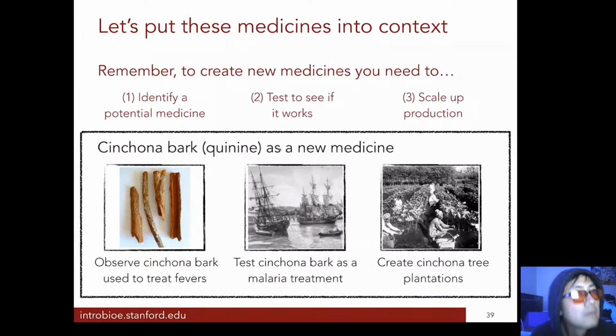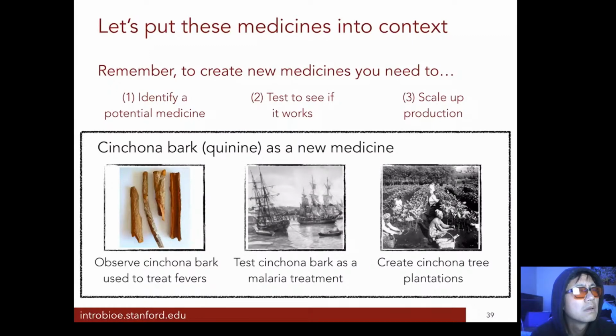I should say the diseases that the Quechuan people were treating with cinchona bark were not malaria. It just was fortunate that this bark happened to work against malaria and the other ailments that the Quechuan people were treating. I don't want you to think that they were already treating malaria. Okay, so they sent this bark back to Europe as a treatment. So that's how they were testing to see if it worked with people.